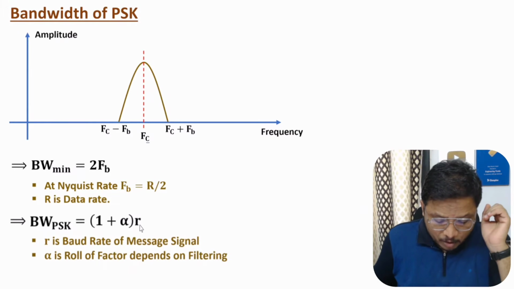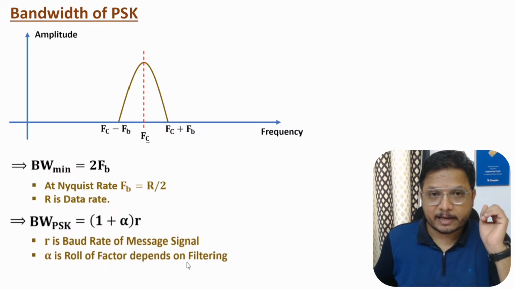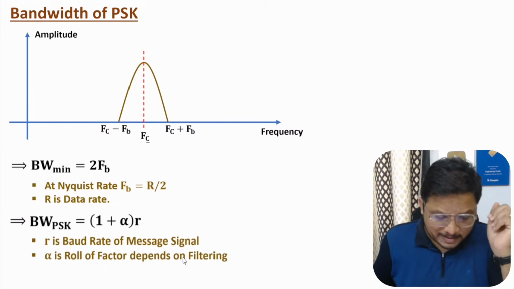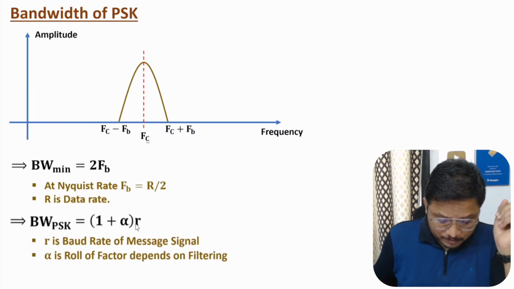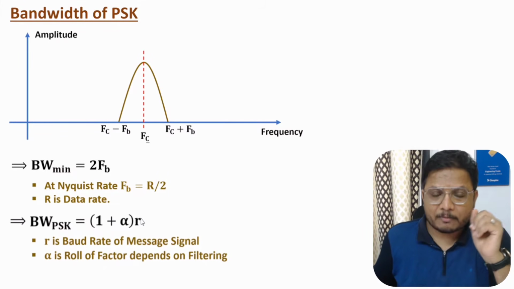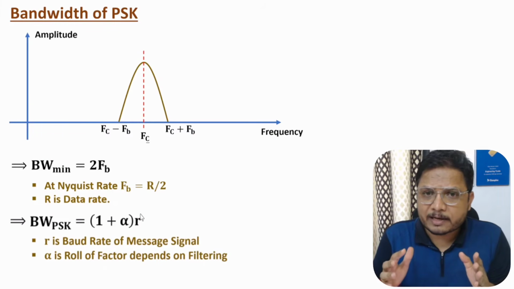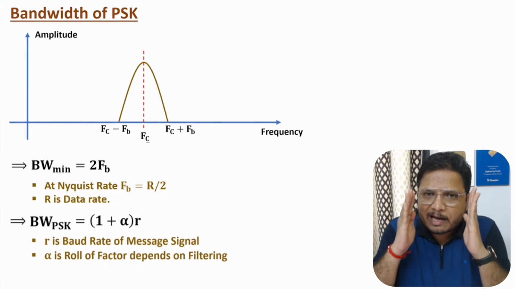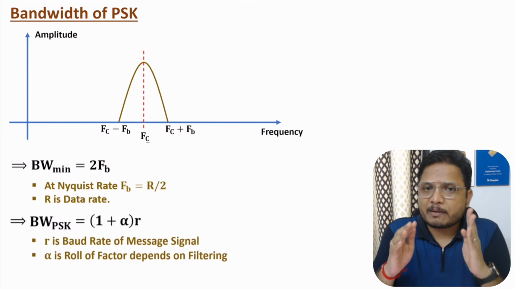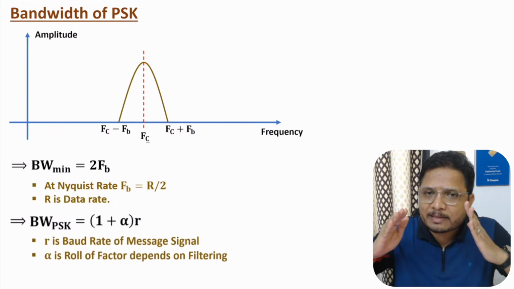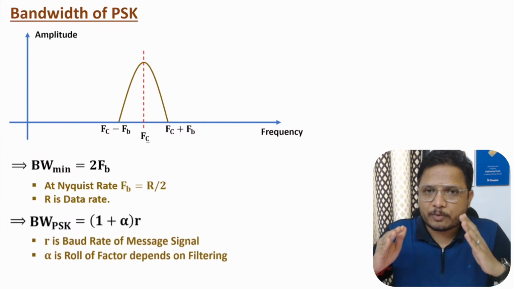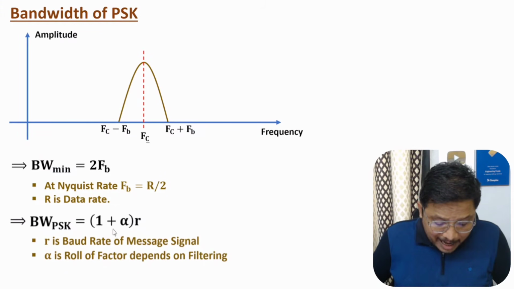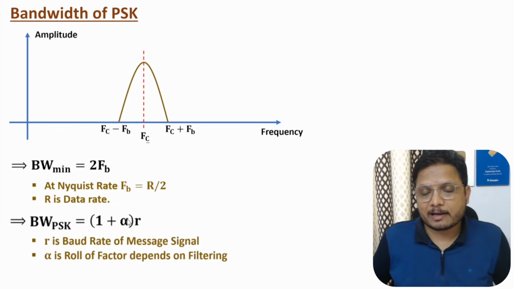Here R is baud rate and alpha is roll-off factor depending on filtering. Ideally, one can say bandwidth is the baud rate of the signal, but we don't have ideal filters, right? For ideal filters, there will be sharp edges, but practically you will observe there is somewhat of a slope, due to which you will need a bit higher bandwidth. That slope is defined by this alpha, right?